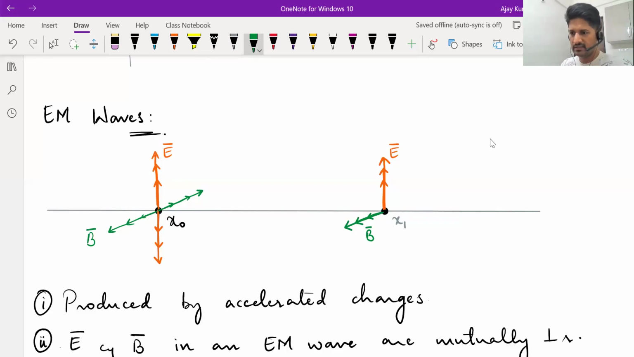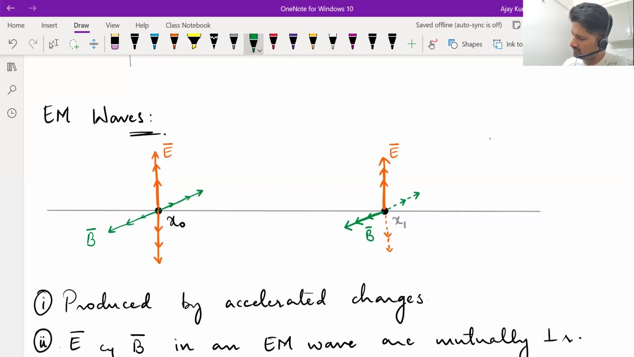As one increases, the other increases. When one reaches the peak value, the other also reaches the peak value at the same time. As one decreases, the other also decreases. And after some time, they'll become negative. You will see electric field getting produced in the negative direction. Then at that instant, the magnetic field will get produced in the negative z direction, like this.